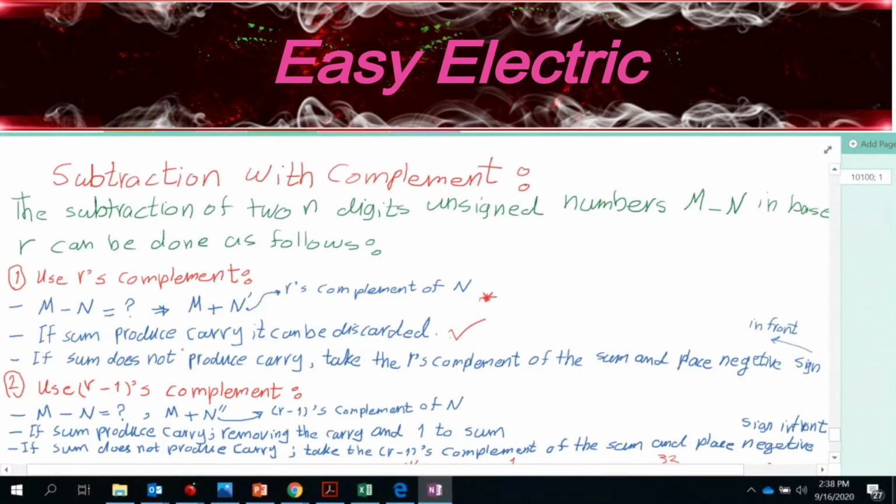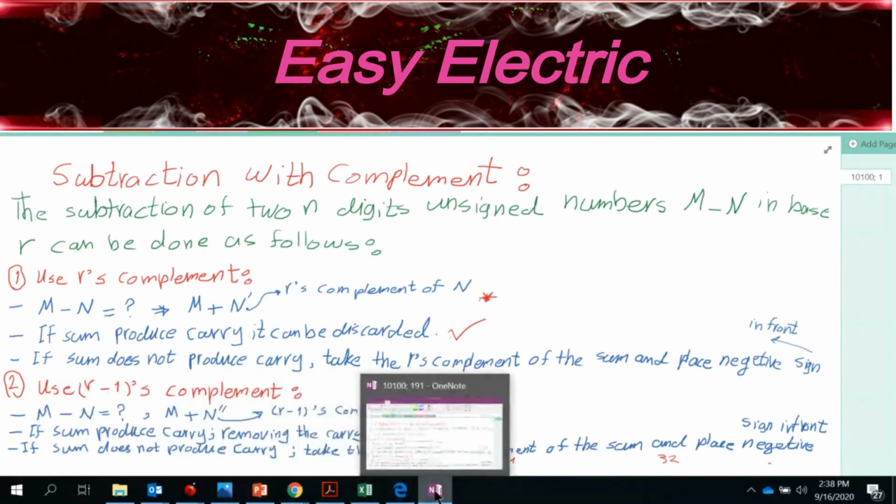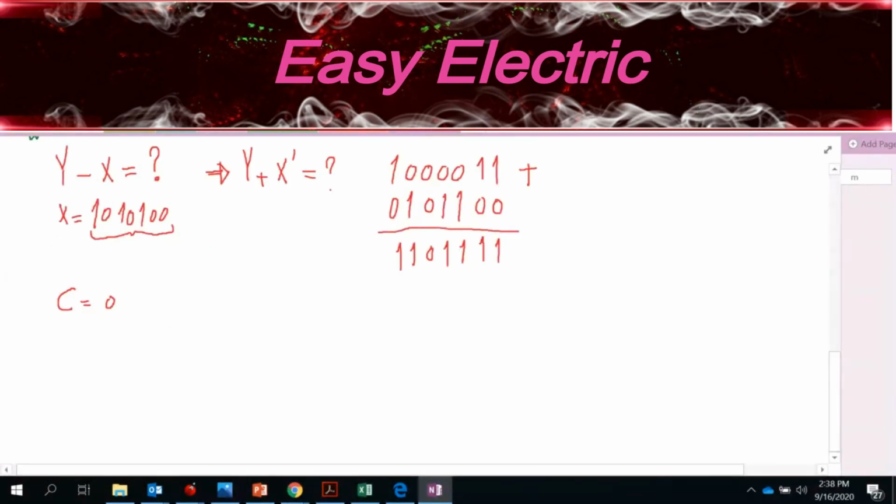Okay. So then it says if the sum doesn't produce a carry, which is the case this time, take the r complement of the sum and place a negative sign in front of that. So I need to take another 2 complement of the result. I need to take a 2 complement of whatever we got. So now tell me, what is the 2 complement of this result, this number that you see? What is its 2 complement? Type in the chat box. What is the 2 complement of 1101111?